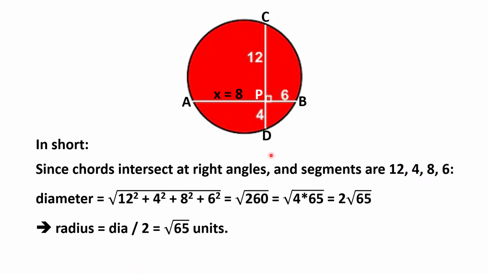So when the two chords intersect at right angles, the diameter would be given by the square root of the sum of the squares of the four segments, and the radius would be half of that. So you can do this by the shortcut method in 1 minute. Using the formula, we get the radius equal to root 65 units. So we get radius equal to root 65, a 1 minute shortcut solution.